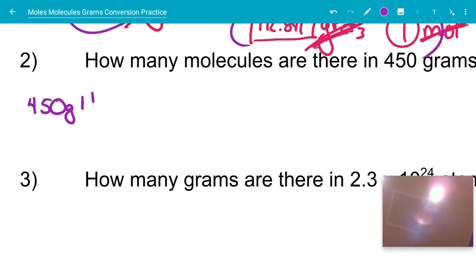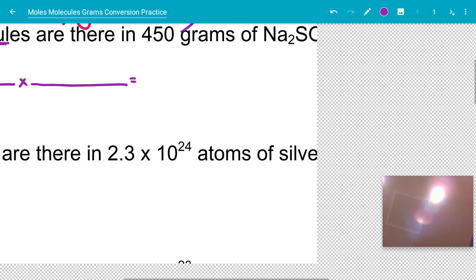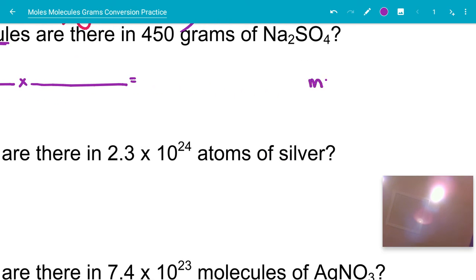Na2SO4 times, I'm going to make a conversion factor, times another conversion factor equals, and I'm going to write down what I'm looking for. Apparently, I'm looking for molecules. So I'm going to write that all the way over here. I'm looking for molecules of Na2SO4. So let's see what we need to do.